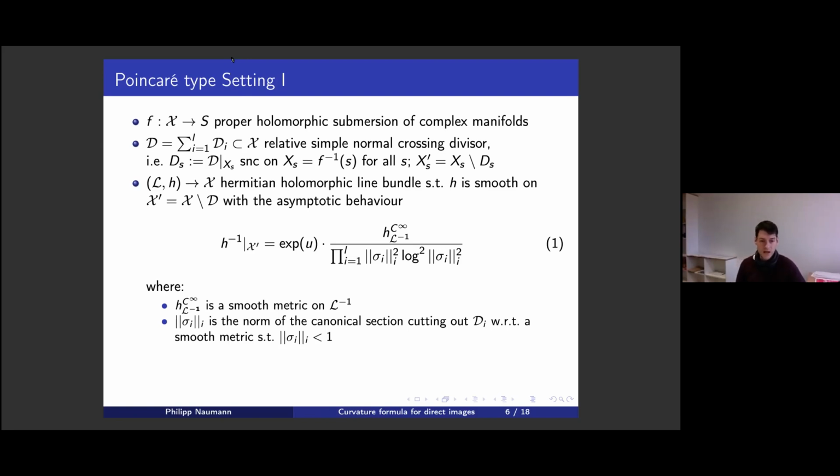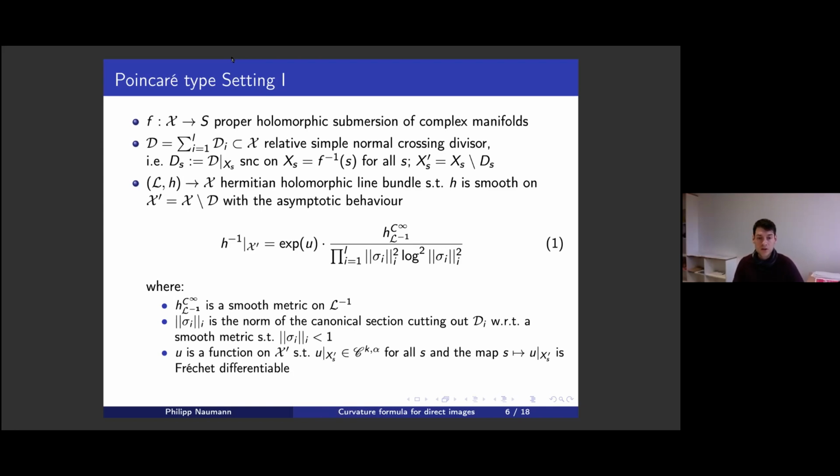Sigma_i is just the section cutting out this component D_i of the divisor D, and we measure it with respect to a smooth metric h_i on this component D_i. Then on the inverse, we just get this Poincaré type expression. So note, the inverse has Poincaré singularities. The original metric has Poincaré type zeros along the divisor D. The motivation for this comes later from the log canonical polarized case. So this definition is modeled after this case, which we will see later.